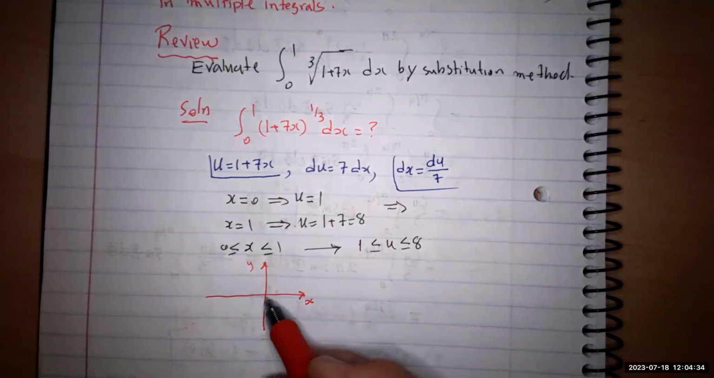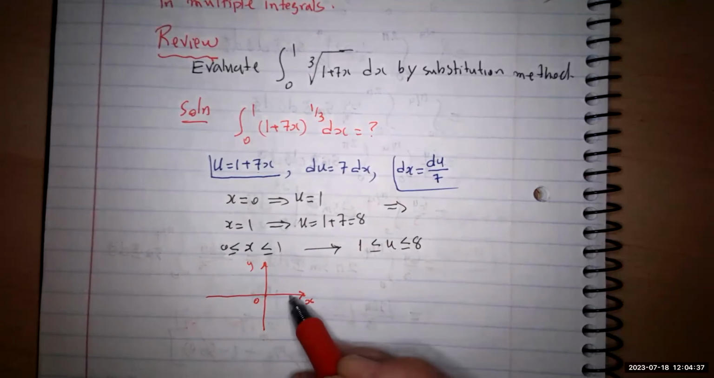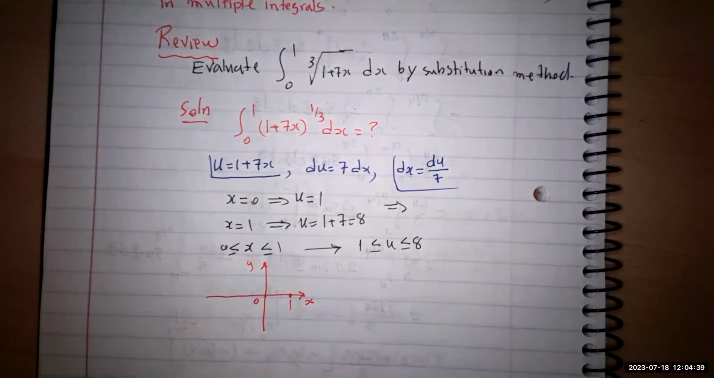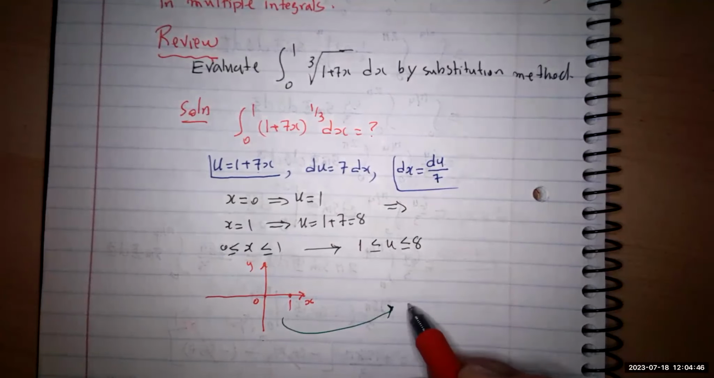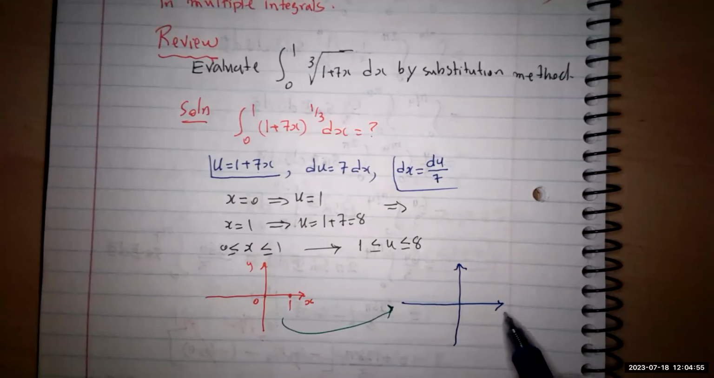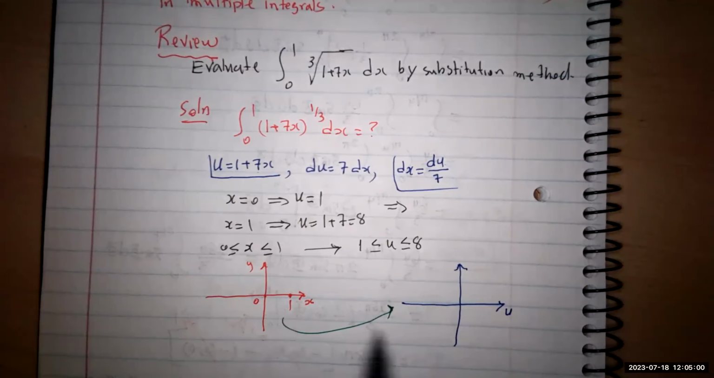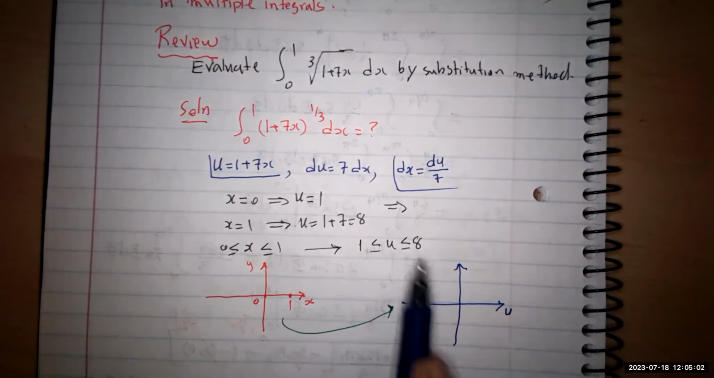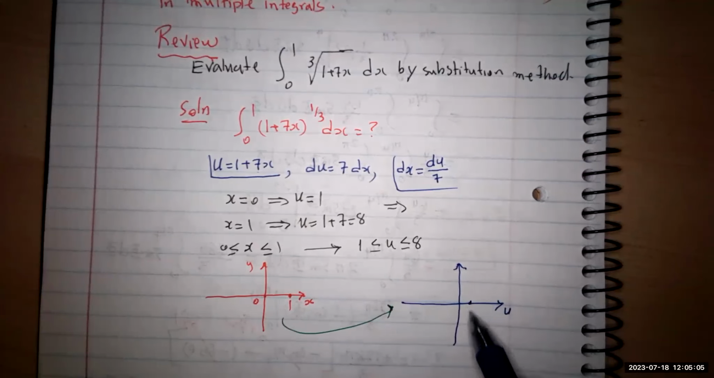So you have this portion 0, 1. This is the range for the x. So we change it into the new system, if you like. In this new system, the x is going to be just the u axis. So this portion of the 0, 1 would be changed into the portion of 1 and 8. So this is going to be 1, for example, and this is going to be 8.